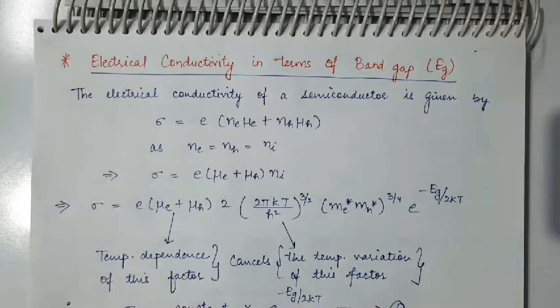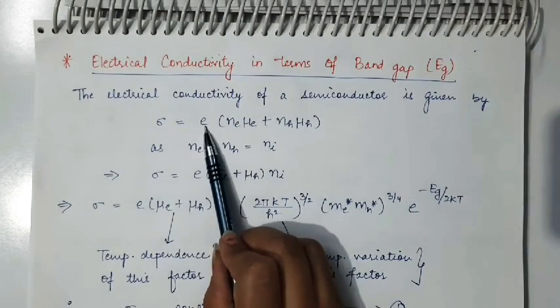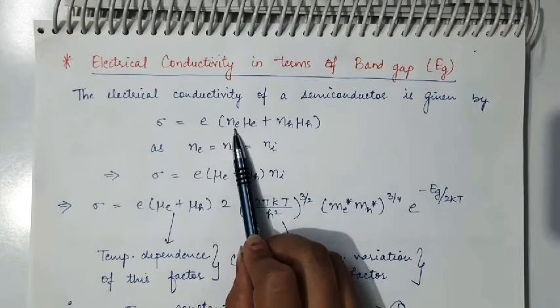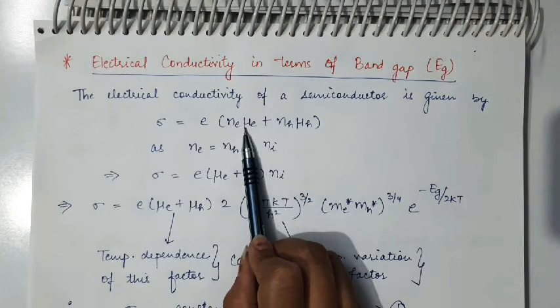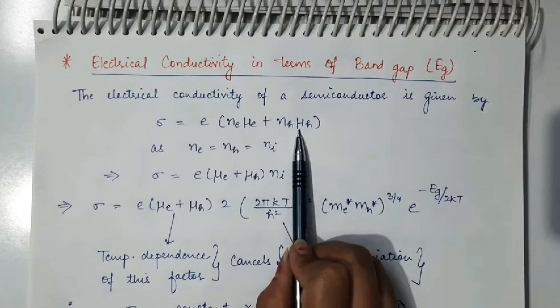Next topic is: what is the variation of electrical conductivity and resistivity of a semiconductor with temperature? Or you can say, what is the expression of electrical conductivity in terms of band gap? We have already derived the expression for electrical conductivity of intrinsic semiconductor in the previous lectures, and that comes out to be sigma, the conductivity, equals e times the number density of electrons multiplied by the electron mobility, plus the number density of holes multiplied by hole mobility.